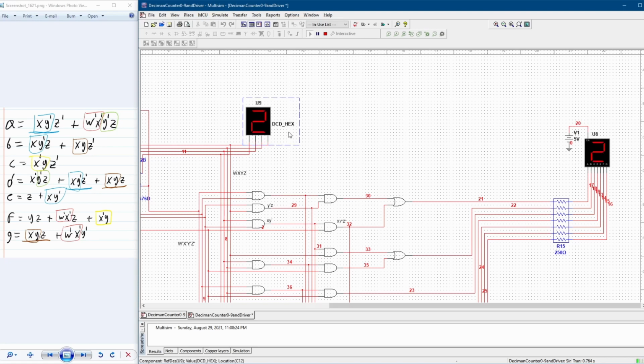And then I left the original display here, the one that has the driver built in, just so we can verify that it works. Both of them should have the same number, so we see that they both have the same number, and so they work.